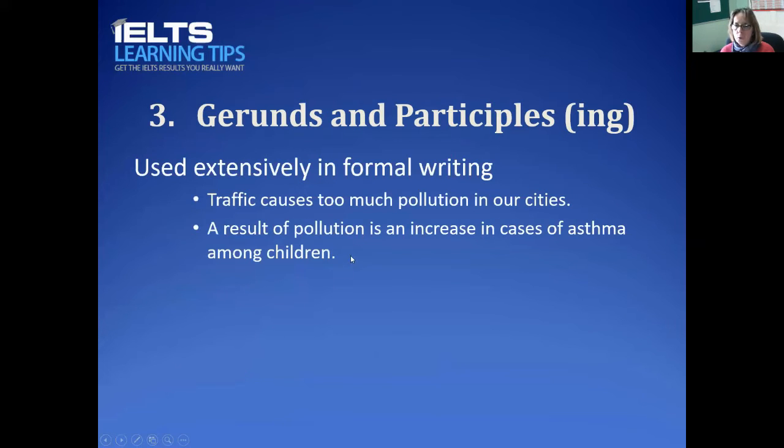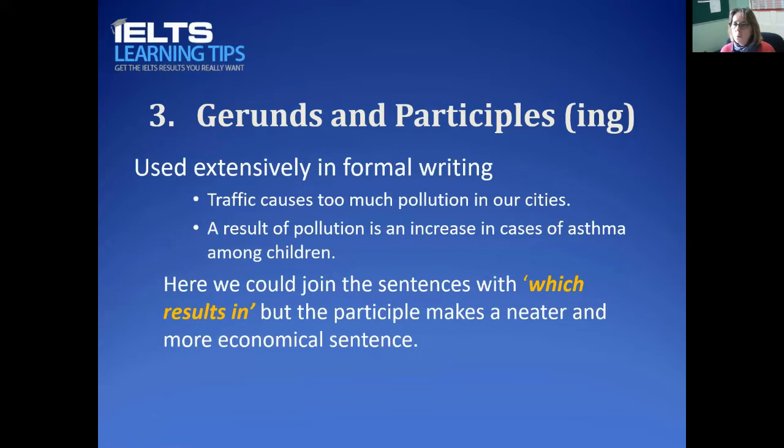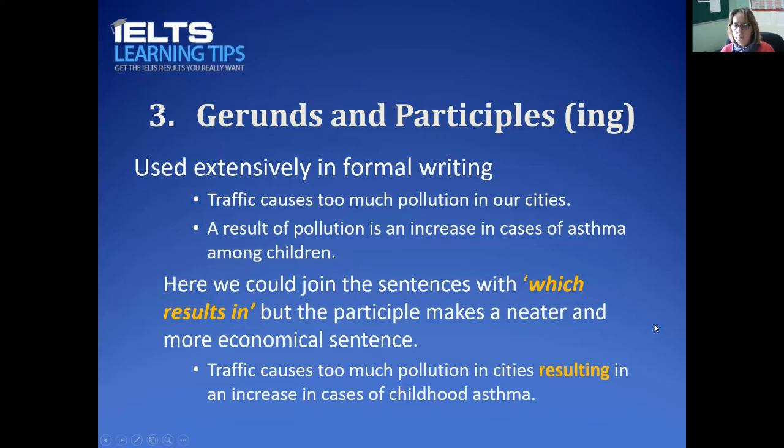As a result of pollution is an increase in cases of asthma among children. So two sort of divergent ideas, pollution and then a cause of that pollution. So what you need to do is to combine these to show that they are connected. And a gerund or participle is one way. You could use "which results in", but the participle, I think, makes a nicer sentence.